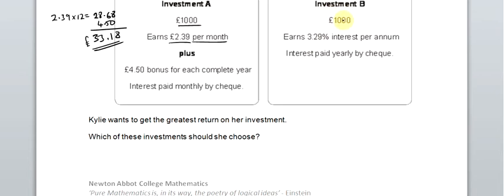Investment B, £1,000 earns 3.29% interest per annum. So 3.29% of 1,000. So I'm going to do 1,000 times, now be careful here, 0.0329. So that gives you 32.9. And you can see that investment B is not as good.